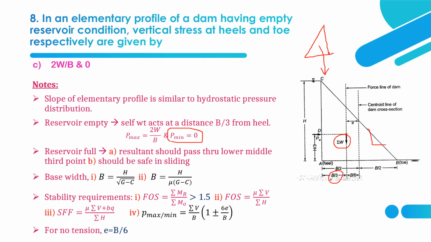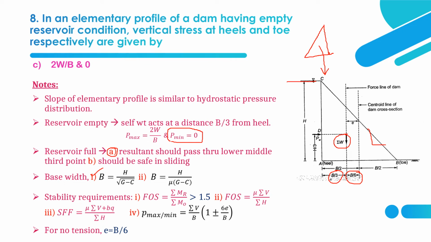In case of reservoir full condition, that means there is water up to the brim level, then there are two conditions. One is resultant should pass through lower middle third point, that is this middle third point, and next is the dam should be safe in sliding. So first we shall consider this resultant should pass through lower middle third point. By using that, we can get the answer for base width of the dam.